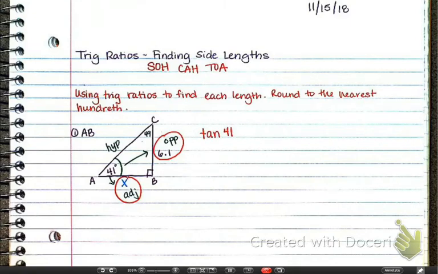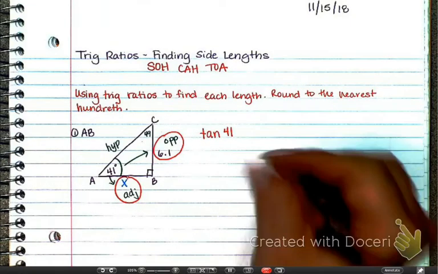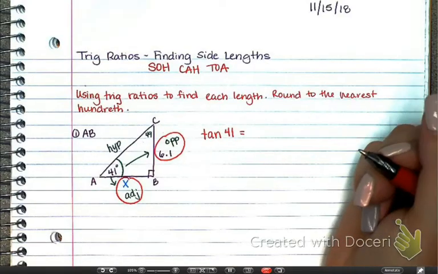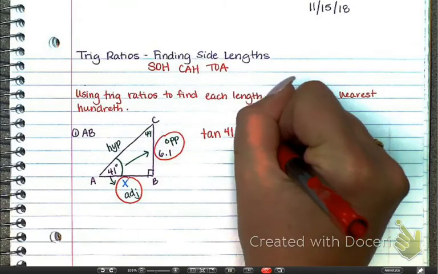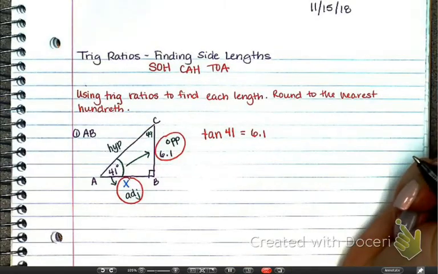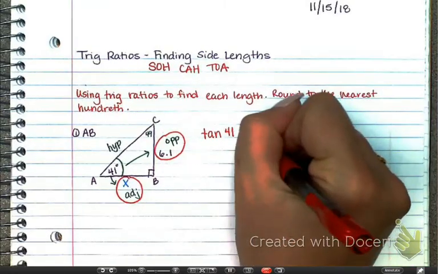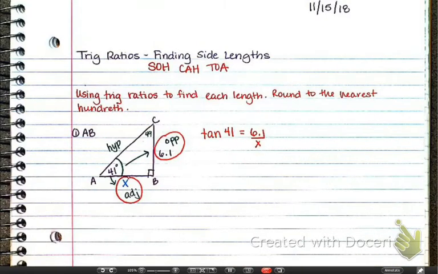Okay, so the tangent of our angle, which is kind of what we wrote yesterday, but it just said A, B, or C, right? Or whatever letter it was. So the tangent of our angle equals, tangent is opposite over adjacent. So opposite is 6.1 and the adjacent is x.